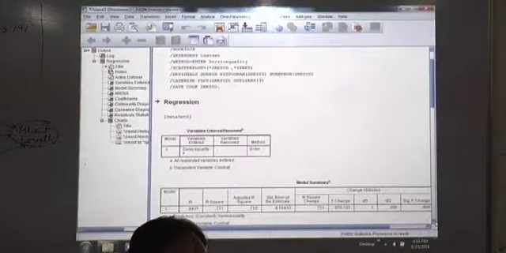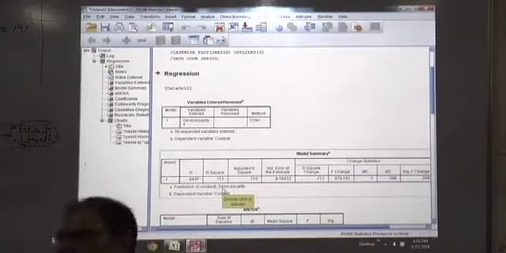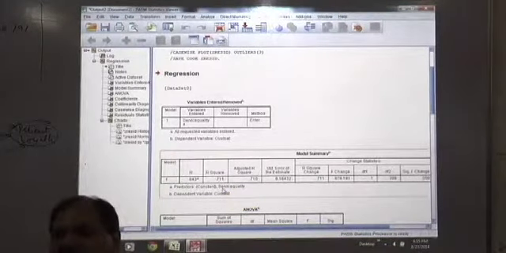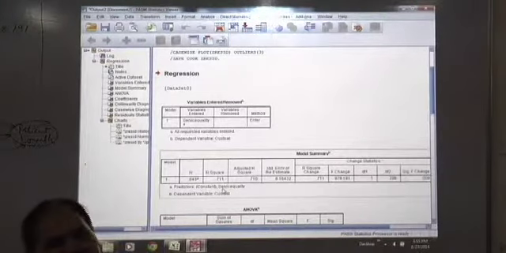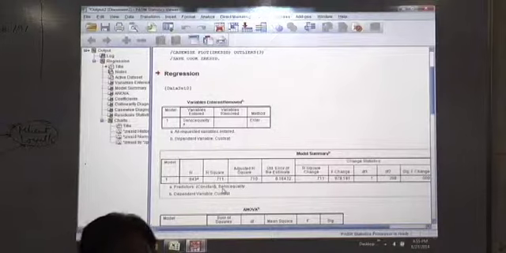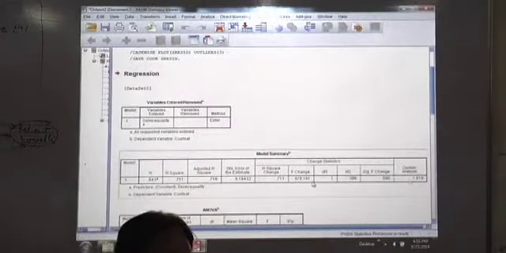Regression. Service quality is the independent variable and customer satisfaction is the dependent variable. Method used is enter. Now, when you are trying to evaluate the relationship between two variables, that means simple linear regression. The coefficient would be R squared. For multiple regression, it will be adjusted R squared. Okay, you need to keep that in mind. Since it was a simple regression, we will be using R squared.